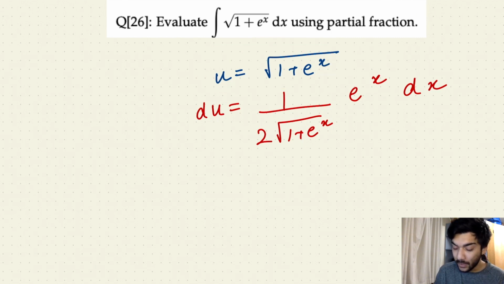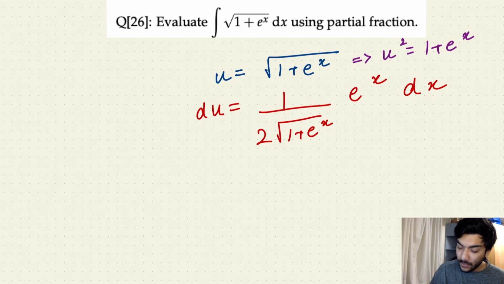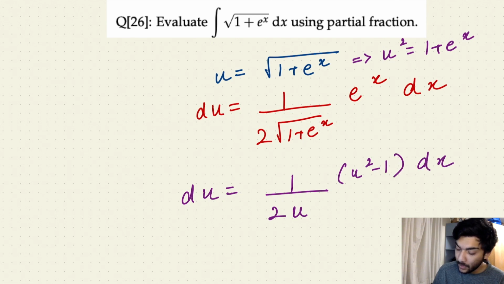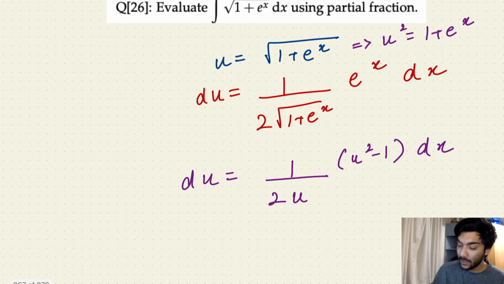So now let's solve for our e to the power x in terms of u first. If we do that, we can square both of these sides. So u square is equal to 1 plus e to the power x. And based on this expression, we can clearly write e to the power x as simply u square minus 1, right? So our du would be simply 1 over 2, this expression is u, so 1 over 2u, and e to the power x is basically u square minus 1, and then dx would be as it is, right?